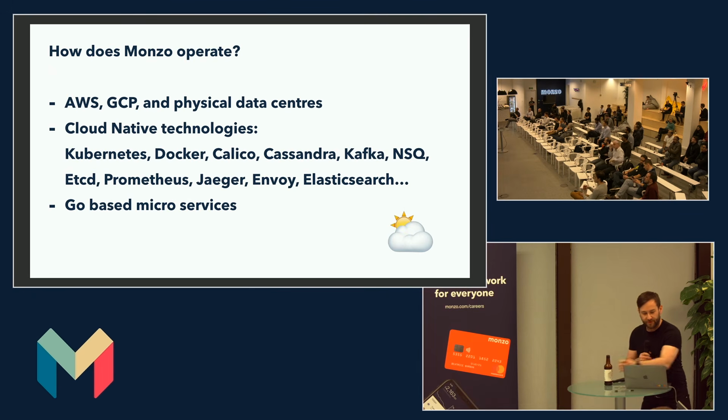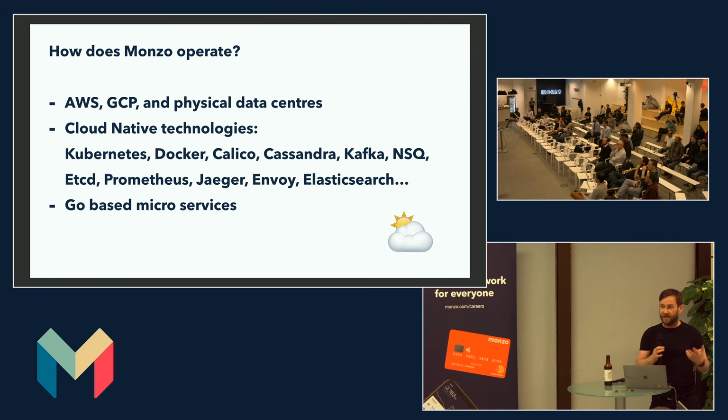So how does Monzo operate? We run on Amazon, Google Cloud, and we have physical data centers. Turns out you can't plug fiber into a cloud yet, which is quite annoying, but hey ho. And then we use a load of other technologies, Kubernetes, pretty much everything runs on it, and a load of other stuff. As I mentioned, pretty much all of our data is stored in Cassandra.